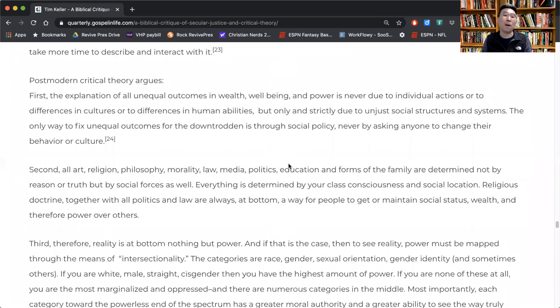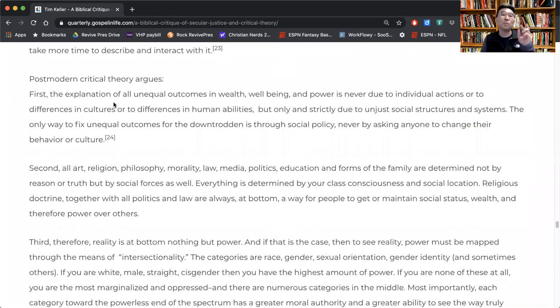Postmodern critical theory argues, first, the explanation of all unequal outcomes in wealth, well-being, and power is never due to individual actions or to differences in culture or to differences in human abilities, but only and strictly due to unjust social structures and systems. Remember how I emphasized that the liberal view talked about equal opportunity. The goal is to establish fairness, and so not trying to establish the outcomes. Here, they're immediately fixed on unequal outcomes. If there are unequal outcomes, then there must be injustice because the structures and systems must be bad. If you see unequal outcomes, you can already infer injustice.